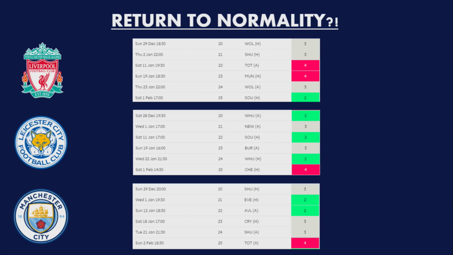But we also have the likes of Leicester and Man City have really nice fixture swings, so they all basically have really nice fixtures from game week 20 to 24. Then they have a little bit of a top 6 clash, but those can go either way.